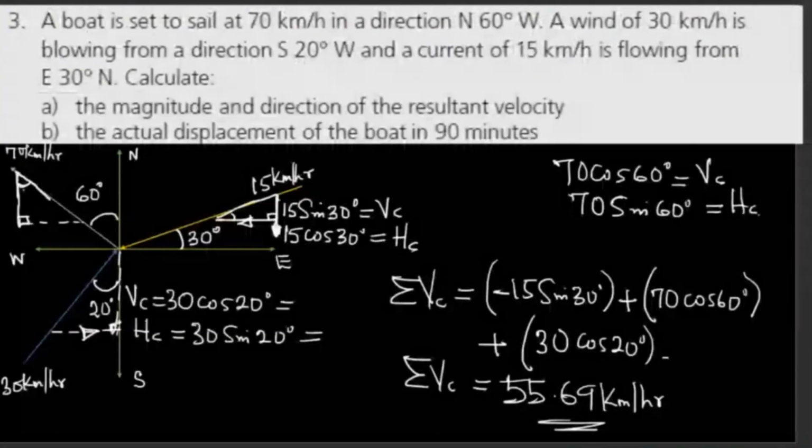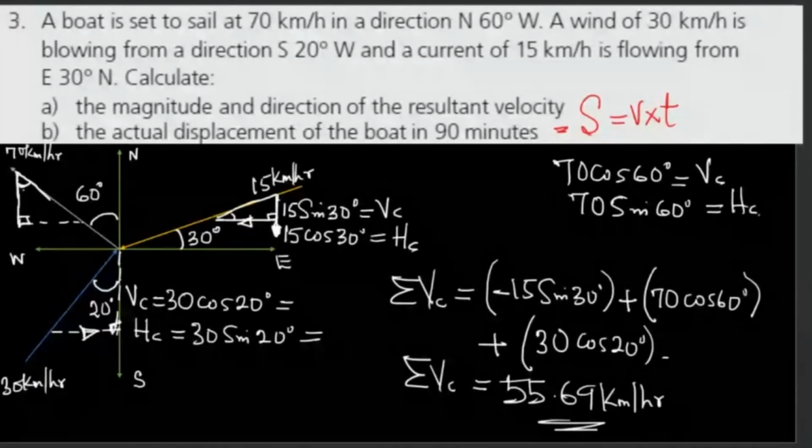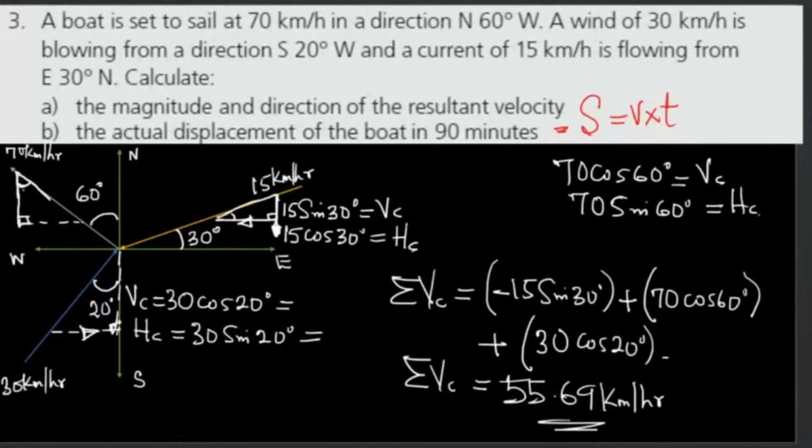B part, right? The actual displacement in 90 minutes. This one is easy. Displacement, let me just write it here. Displacement is velocity multiplied by time. Now, because these values are in kilometers per hour, what is 90 minutes in hours? To convert 90 minutes to hours, it's 1 hour 30 minutes, 1.5. So you multiply that by the resultant velocity.